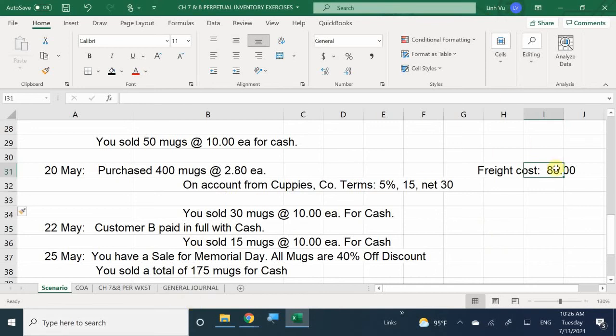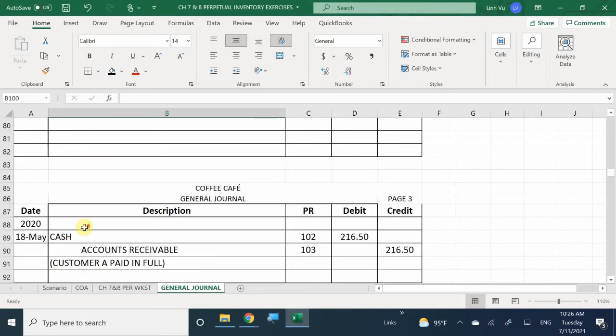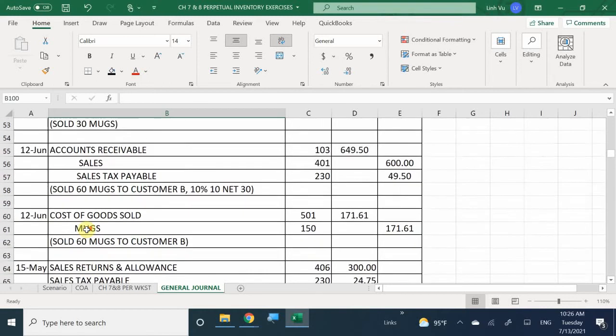Freight. 400 mugs at 280. Oh, I'm sorry, $80. Yes. So on an account from Cuppies Co. with terms 5%, 15 net 30. So let's go over here to my journal because I made a purchase of inventory.